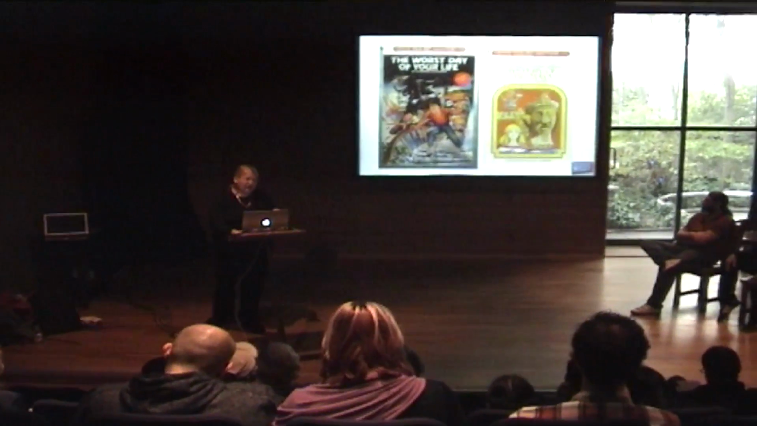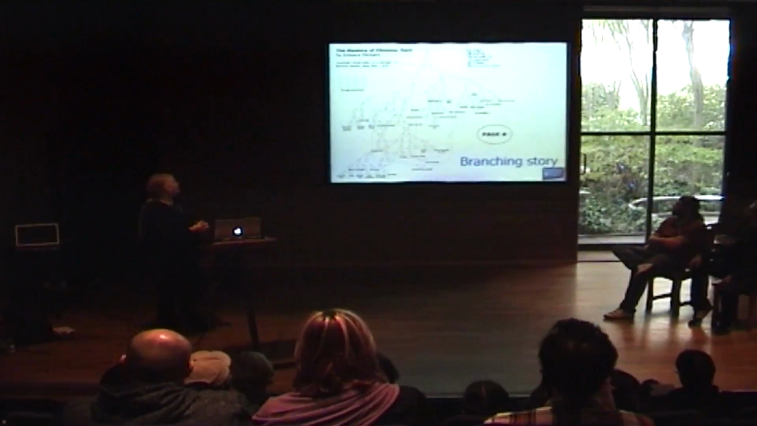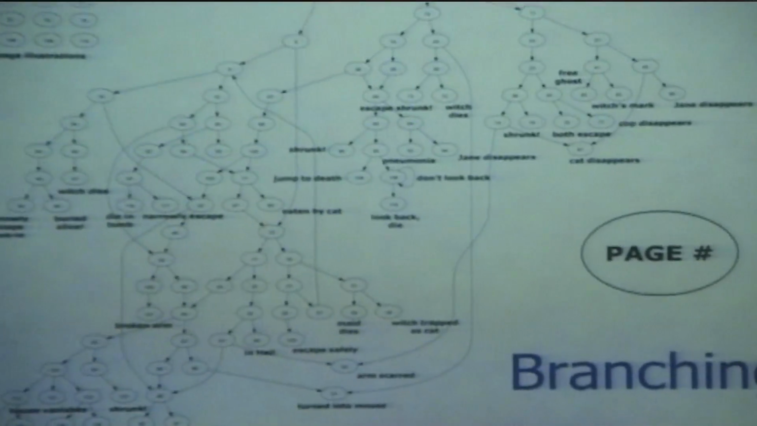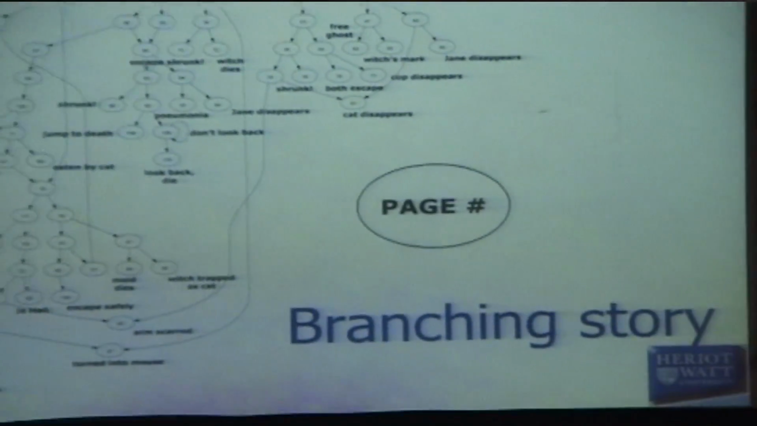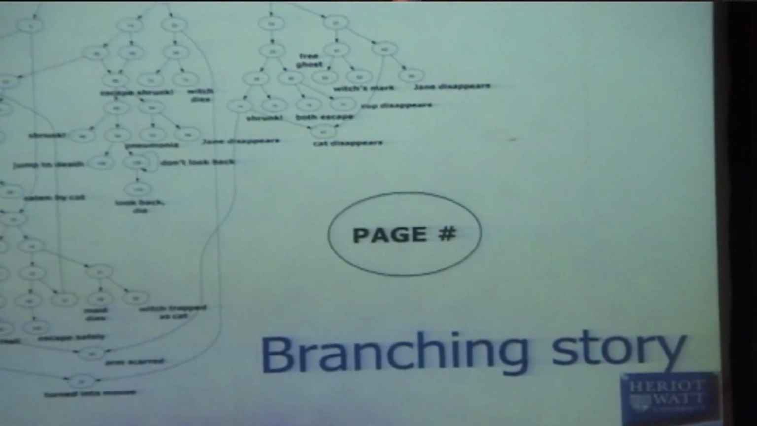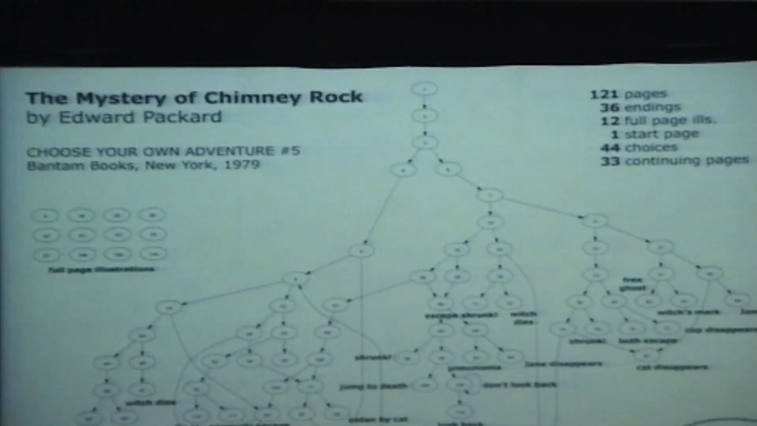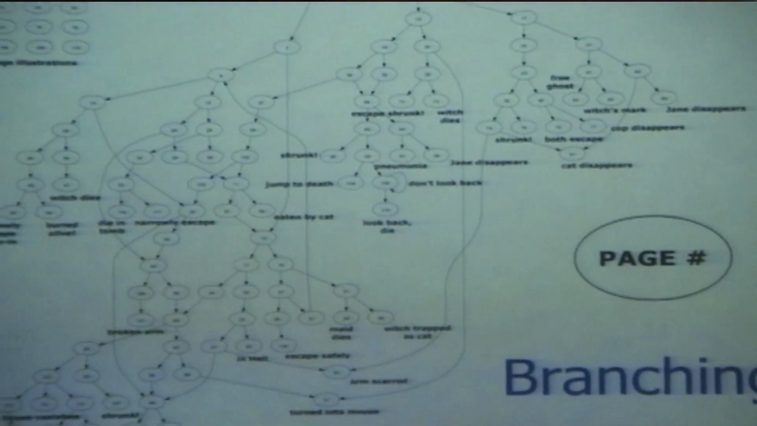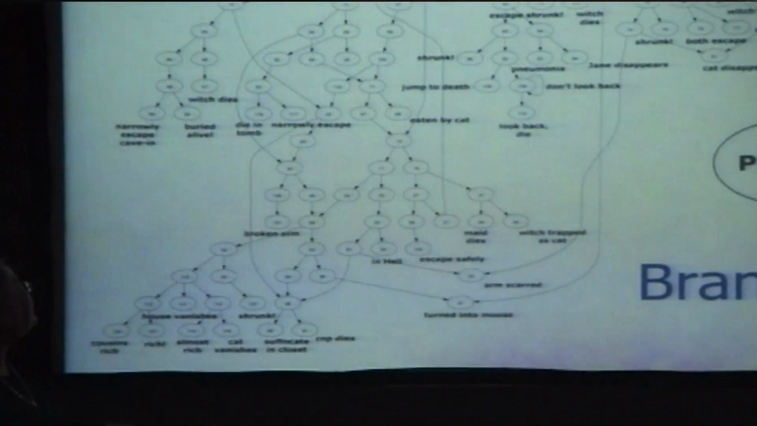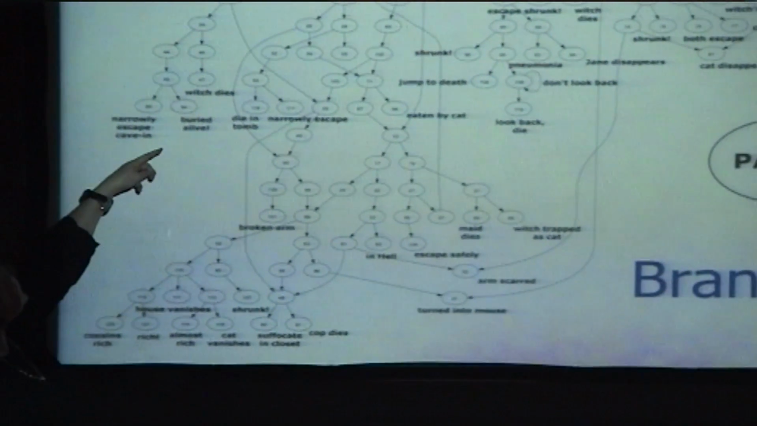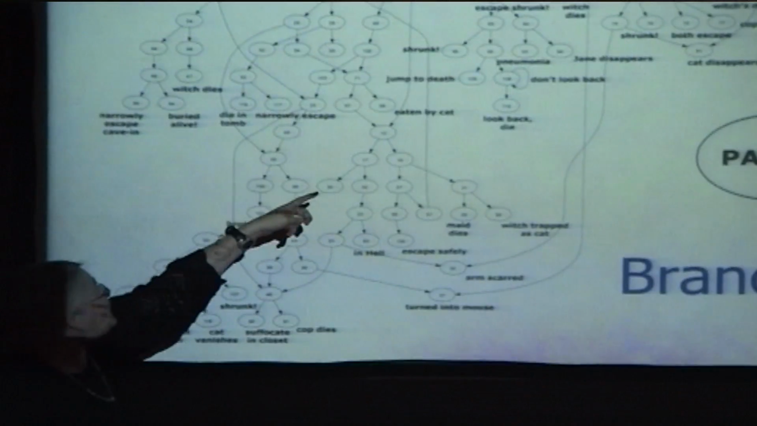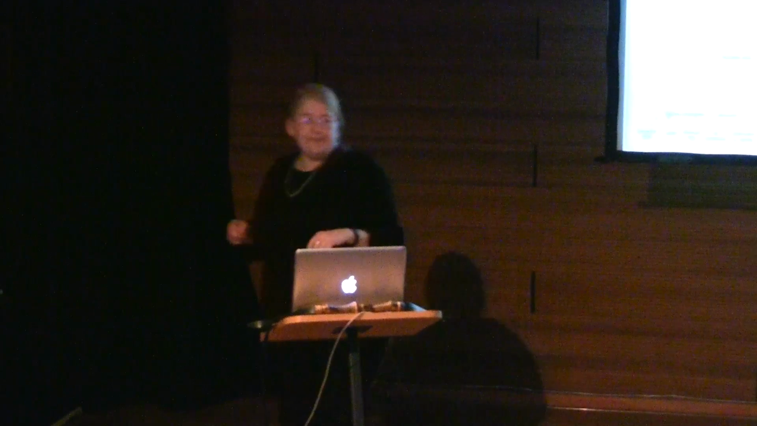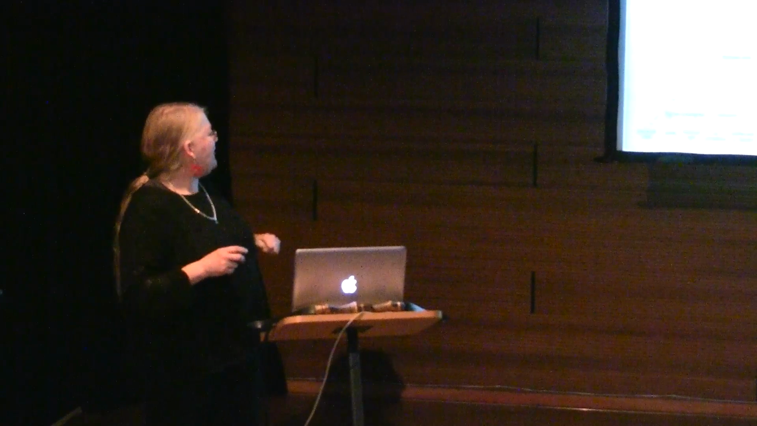You can see this from how it looks. So this is actually the diagram for the mystery of Chimney Rock. Now I know you can't see everything on that slide, it's too small, but you get the general idea. You start reading the book at the top, and it's got 36 endings. Cousins rich, almost rich, cat vanishes, suffocating closet, cop dies, narrow escape, cave in, buried alive, witch dies, look back, die, don't look back, cat disappears. Okay? Okay, so yeah, that's a way round it.